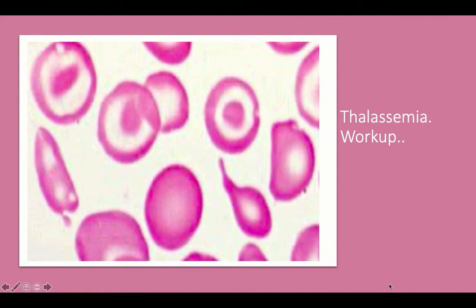So our workup of thalassemia would start with the full blood count showing the microcytic anemia associated with reticulocytosis, and then blood film. This is a characteristic blood film that shows target cells of thalassemia or chronic hemolysis.